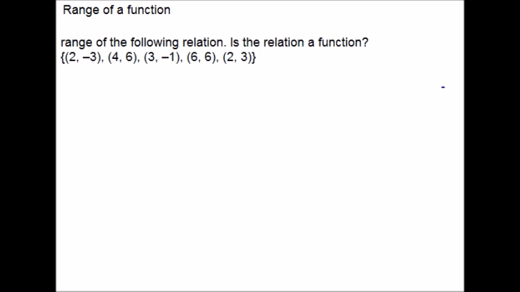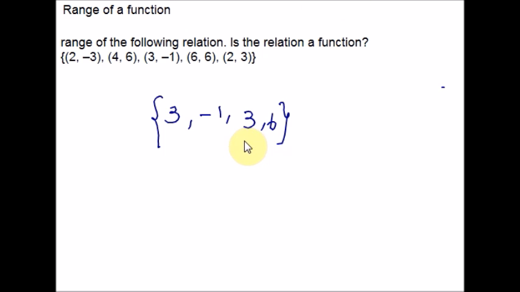Just don't duplicate. Technically, repetitions are okay in sets, but most instructors would count off for this. So it is better to avoid repetition. So the range for this set of ordered pairs is -3, 6, -1, 6 and 3.